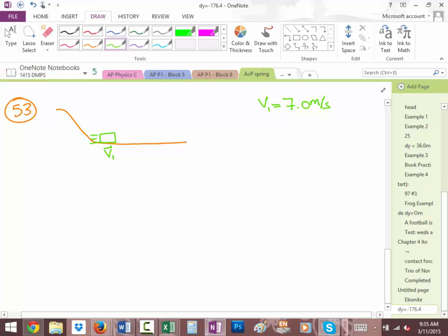It says the coefficient of friction between the sled's runners and the hard icy snow. So this is not super slick. It's a little bit bumpy. The coefficient of friction is 0.050. So it's still pretty slippery, just not non-existent. Okay?